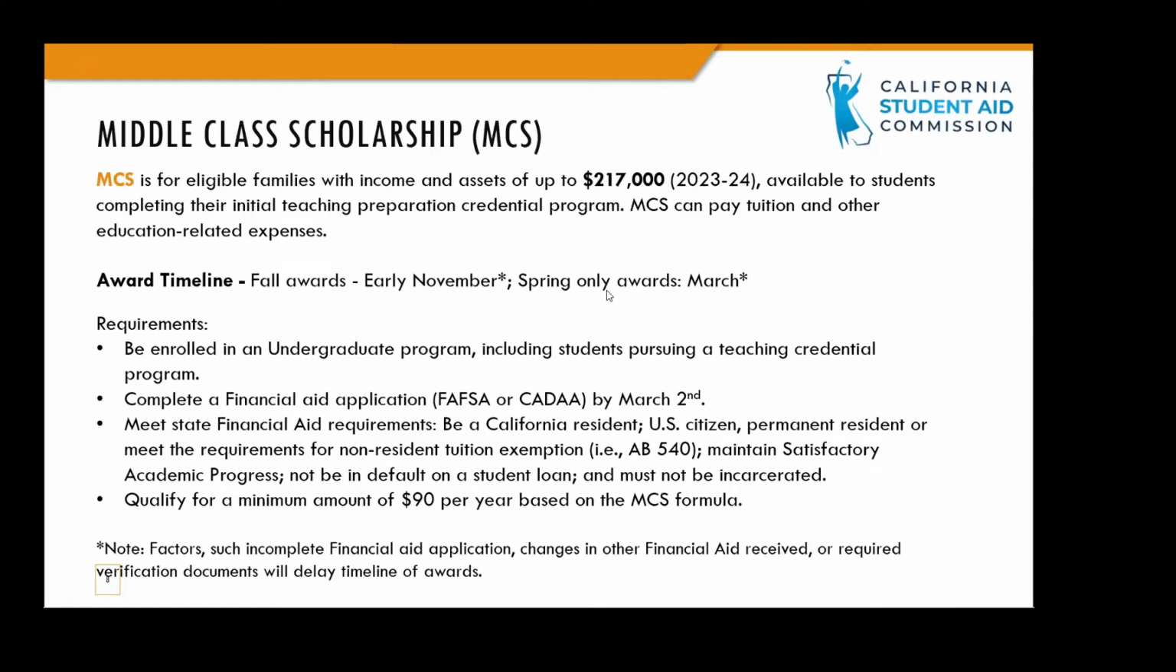If you are a spring-only student, you start in the spring semester. We usually begin awarding the spring students around March, and that's actually when we begin disbursing for the spring semester as well. Again, these timelines can be impacted by various factors, such as when your application is completed, changes to your other financial aid, or required verification documents. So these factors will impact when you will see if you qualify for a Middle Class Scholarship.